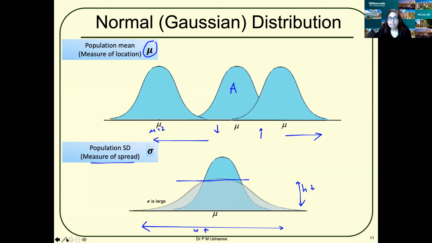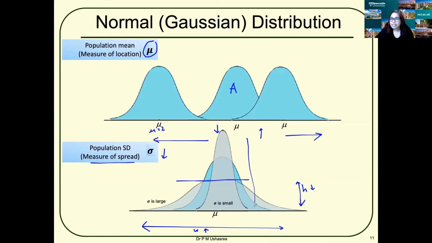Similarly, now, if I decrease sigma, if I lower the value of the standard deviation, what will happen when the standard deviation decreases? The spread decreases. And you can see that as the spread decreases, the height increases. This is to compensate for the area.